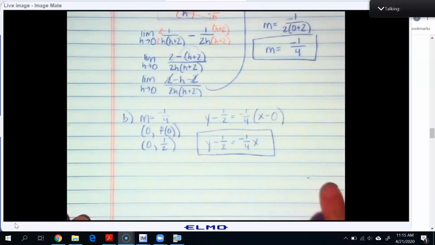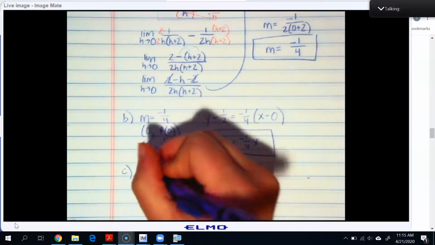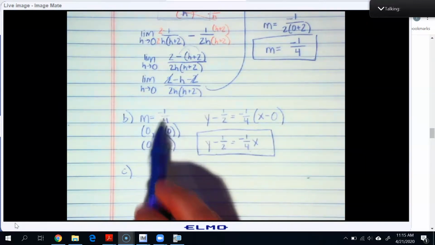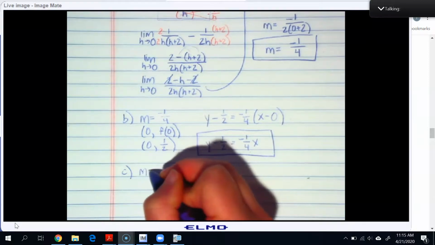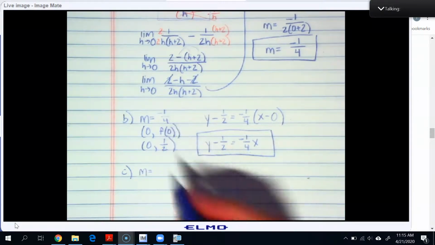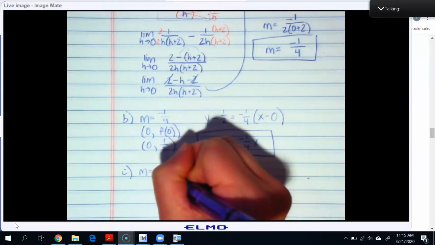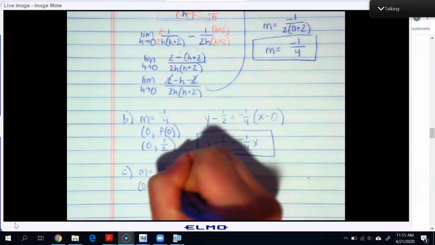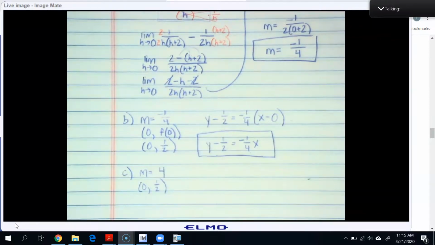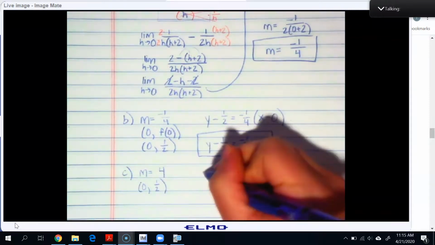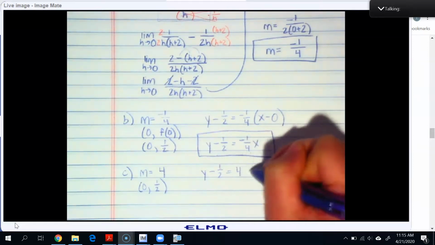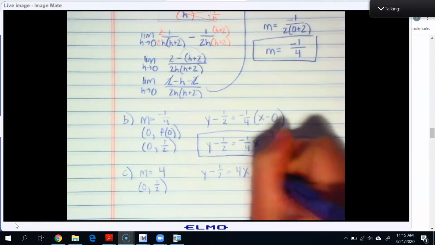Alright, for part C, now C is asking for the equation of the normal. The only difference between the tangent and the normal is they're perpendicular. That means this slope is going to change. It's going to be the opposite reciprocal slope. So instead of negative, it is now positive, and instead of 1/4, it is 4. Alright, opposite reciprocal. I'm still using the same point because this line is going through the same point. It's just perpendicular. So my equation will be y minus 1/2 equals 4, and then just times x, or x minus 0.